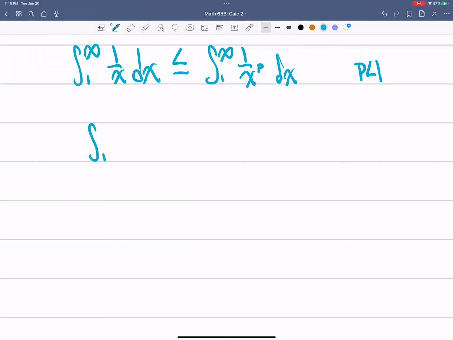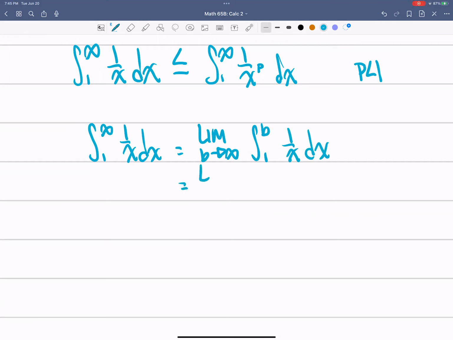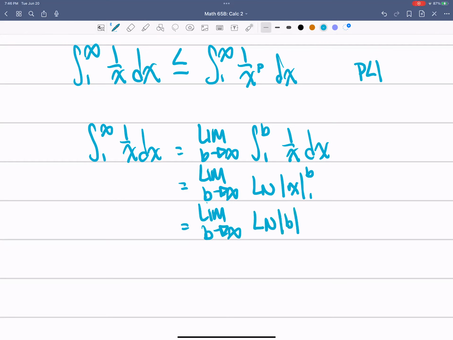Okay, so going from 1 to infinity, 1 over x dx. This is going to be the limit as b approaches positive infinity of the integral from 1 to b of 1 over x dx. That is the limit as b approaches infinity of ln of the absolute value of x evaluated from 1 to b. So what we have is the limit as b approaches infinity of ln of b minus ln of 1.